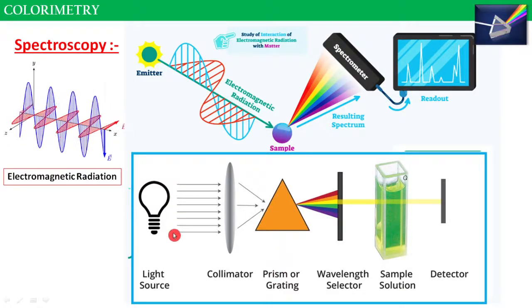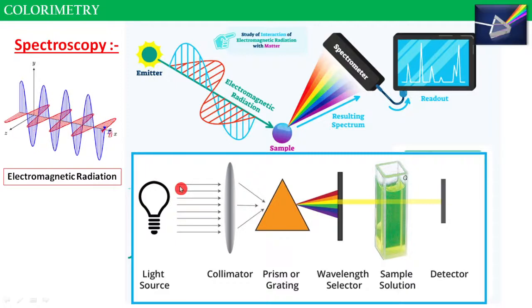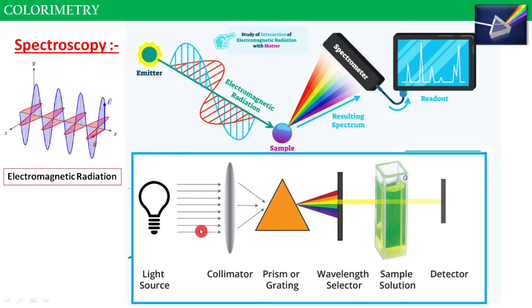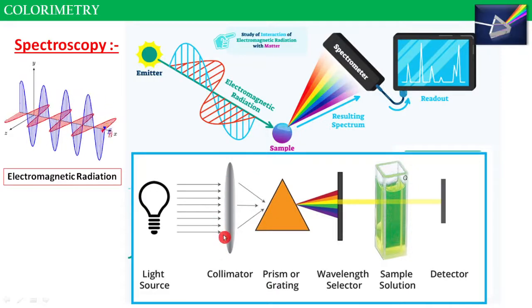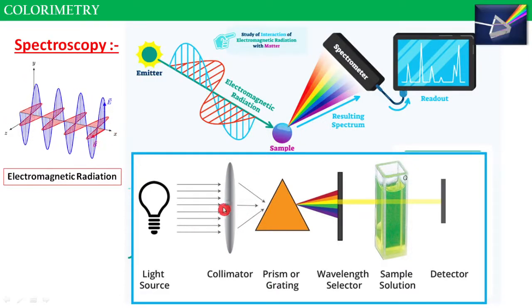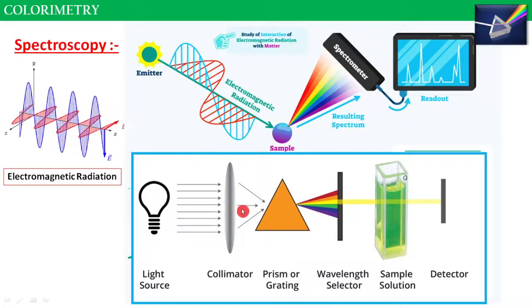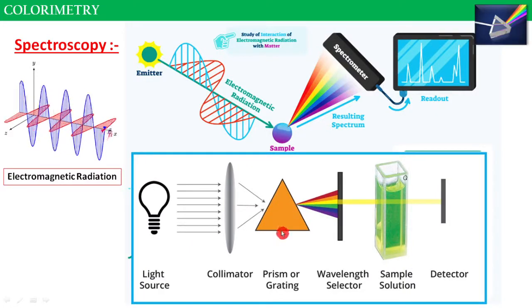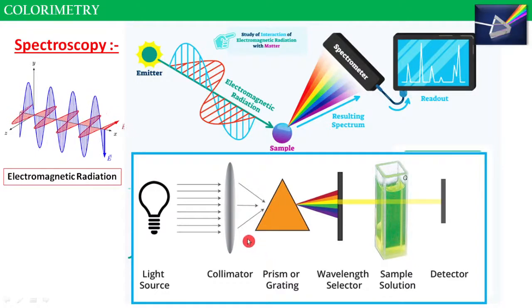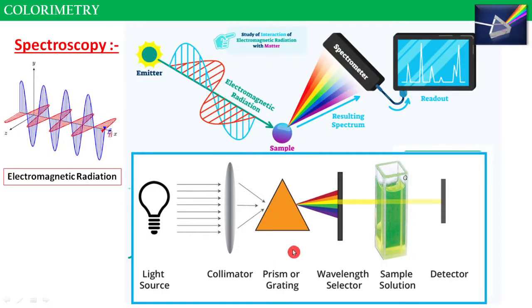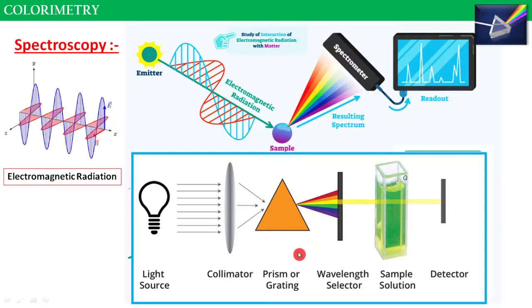You can notice that the light, EMR, is emitted from the source, and the light is focused with the help of a collimator lens. This is the lens. Here it focuses the intensity of light. Then this light passes through the prism. Now what is the role of the prism? The prism acts as a monochromator. Monochromator means it converts polychromatic light into monochromatic light.